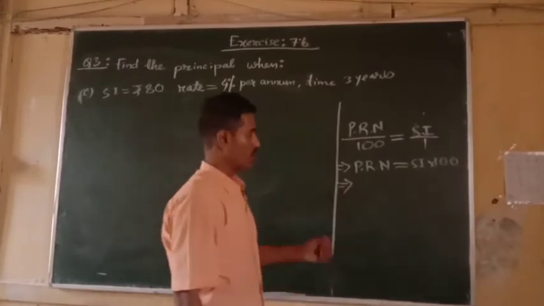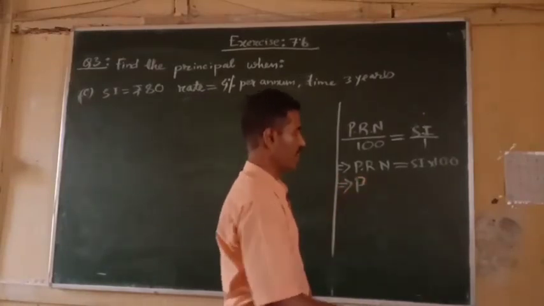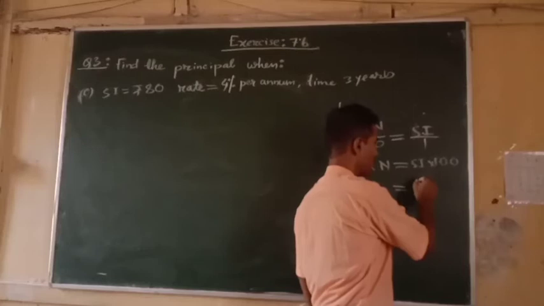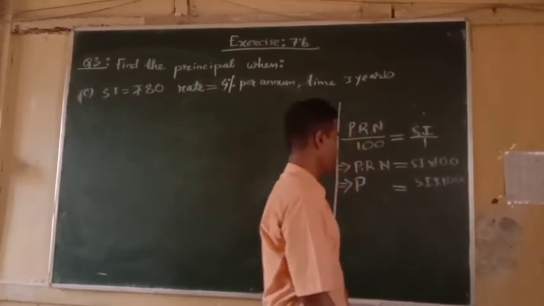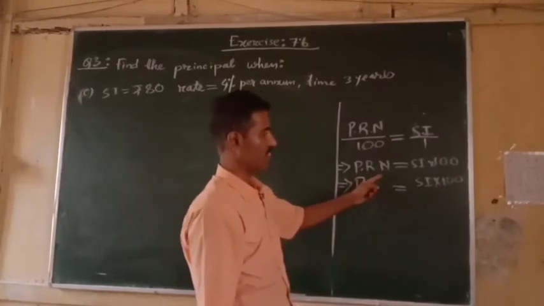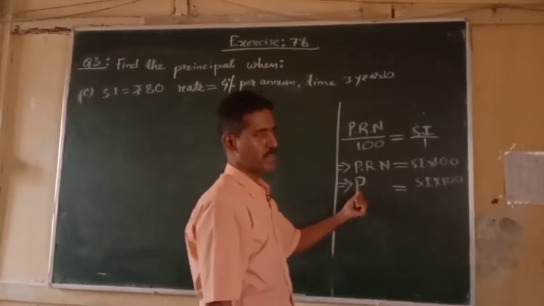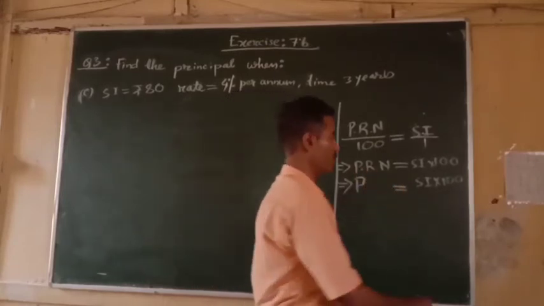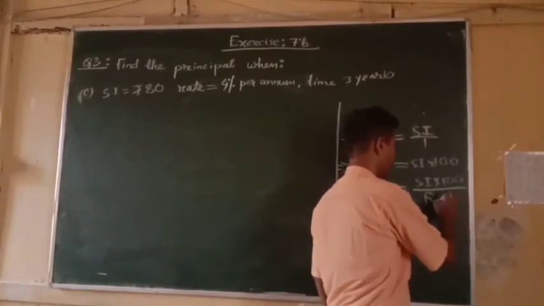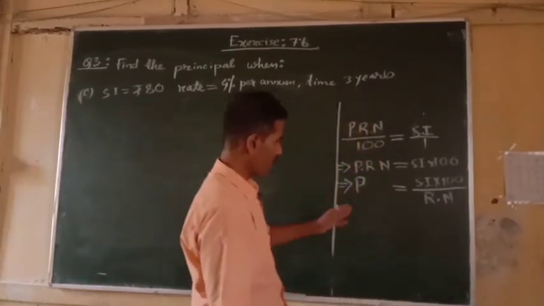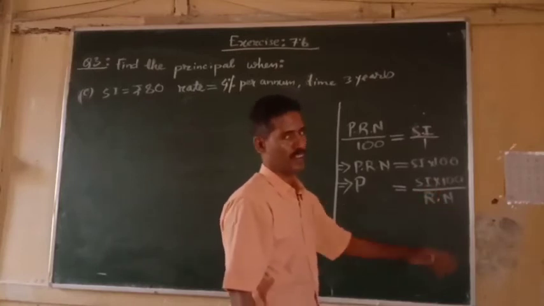Since in this question you have to find out the principal, this principal will stay on the left, the rest all will go to the right. To the right, previously what have we got? Interest into 100. Now this R and N on the left, we will bring them also to the right. On the left they are multiplied with principal. If you bring them to the right, this multiplication will turn into division. So RN. So what do we get now? Principal equals simple interest into 100 divided by RN.